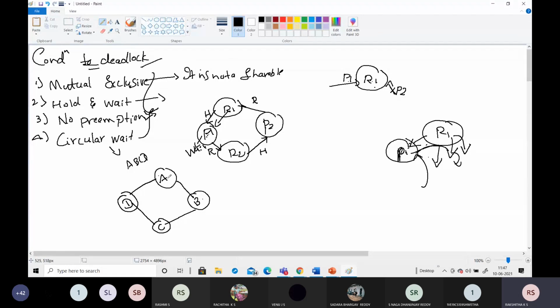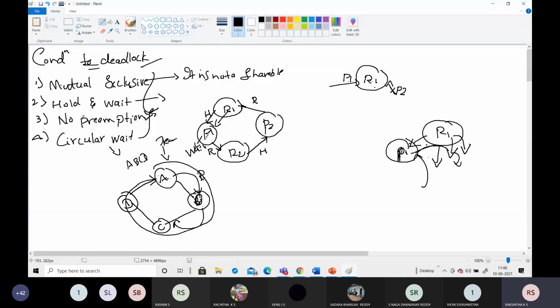In another way, A acquires the resource which is needed by B, and again B acquires the resources which are required by C. In one way or another, it makes a circular wait, or a circular queue. One has to wait until another releases; the previous resource has to be released. Okay, so this condition again leads to a deadlock.